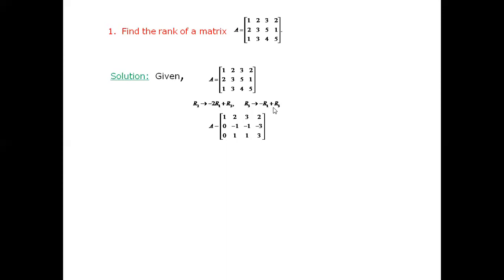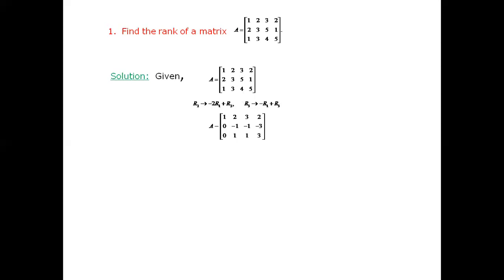Similarly, using this transformation for the third row, minus R1 plus R3: minus 1 plus 1 is 0. Minus R1 means you get minus 2 here, minus 2 plus 3 is 1. Next, minus 3 plus 4 gives 1. Minus 2 plus 5 gives 3. So this is the first stage. The leading entry is a non-zero element, and the elements below the leading entry are zeros. Now we'll go to the next step.